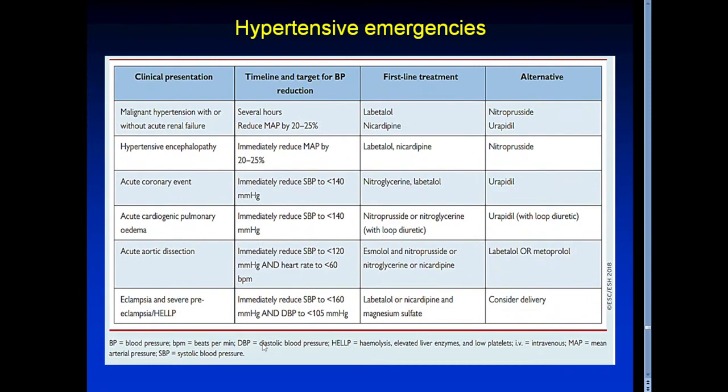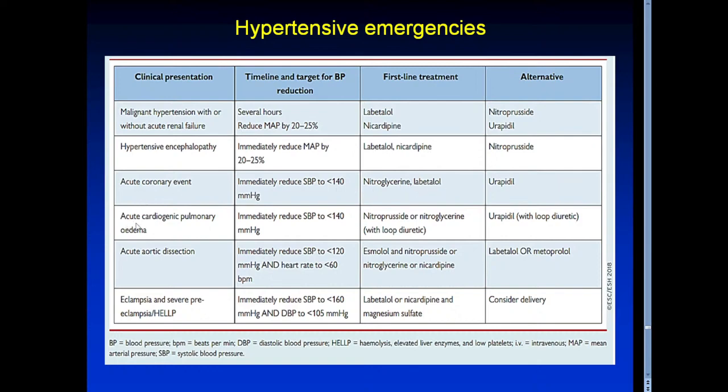We can see what drugs we can use in what clinical presentation of hypertensive emergency. In malignant hypertension with or without acute renal failure, first line is labetalol and nicardipine. Hypertensive encephalopathy: labetalol, nicardipine.